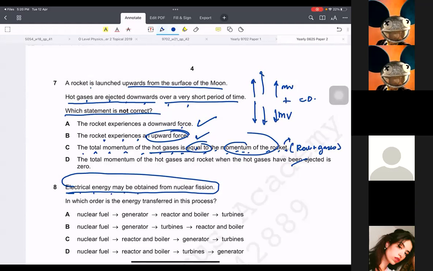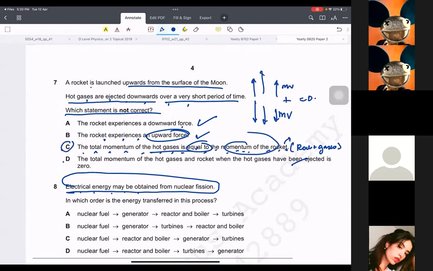But I still think that either this or this should be the answer, but this one makes more sense. This is still the answer. Why? Because the momentum of gases, it says, is equal to momentum of the rocket, and rocket contains the gas, so it can't be equal. So it should be C.